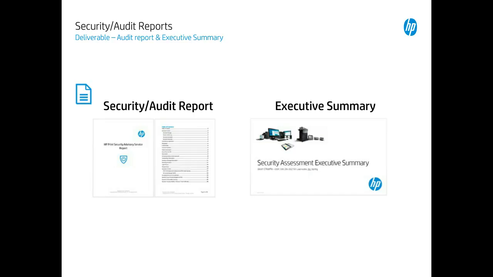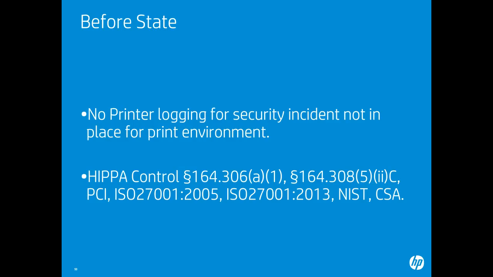Now I'm going to go through these last ones very quickly just to show you the control points that we're doing. A lot of this one was logging for security incidents is not in place for the printing environment. That happens to be a violation of HIPAA controls and many other controls, PCI, ISO 27001. So we address that to make sure we're helping give customers the right guidance on how you lock these down.